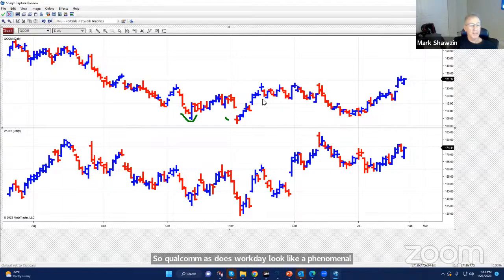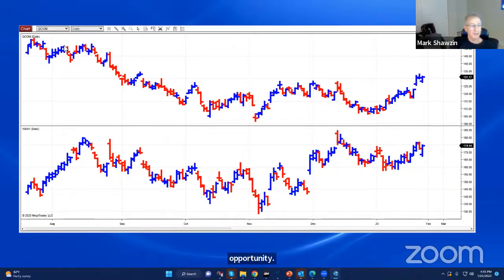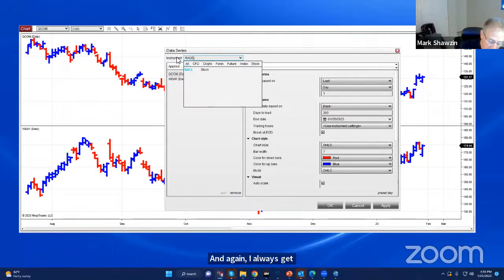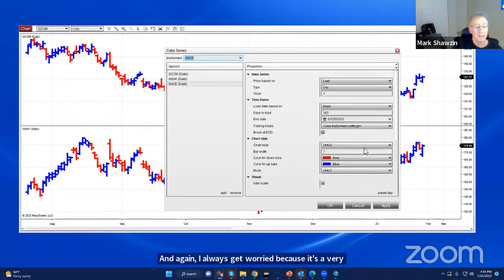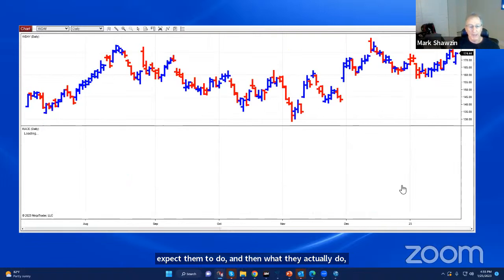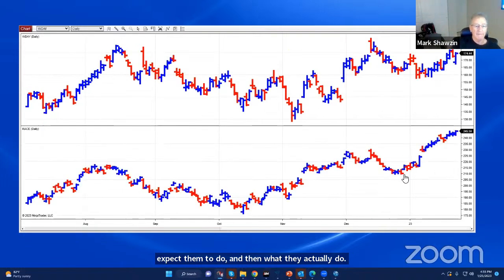Now, I'm going to put Workday up here because I started by, and again, I always get worried because it's a very nuanced discussion, but I look at chart patterns through a prism of what I expect them to do and then what they actually do. And I always struggle with the language to try and explain this.